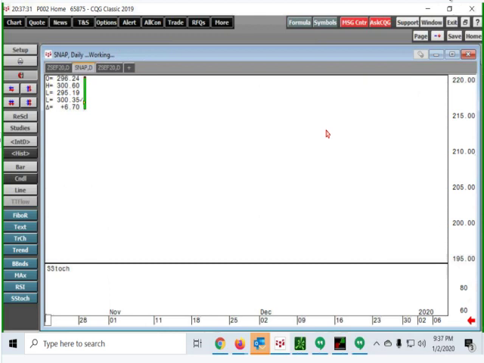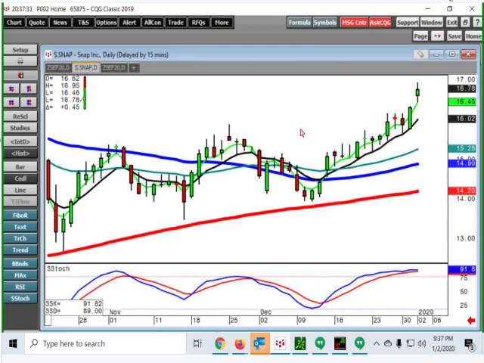Snap had a nice little breakout. Bullish engulfing, gap up. I would expect more upside.